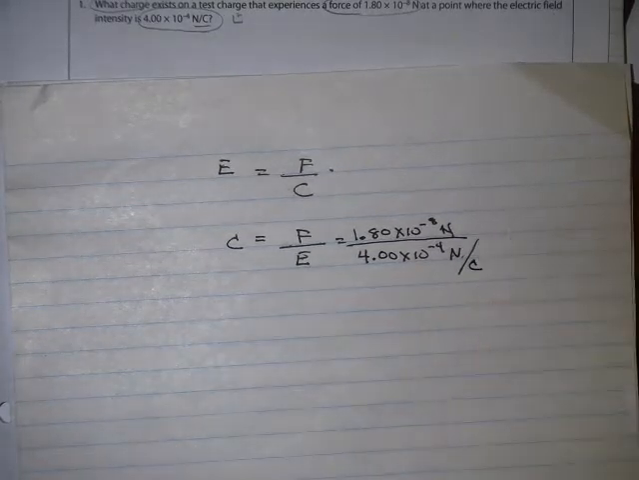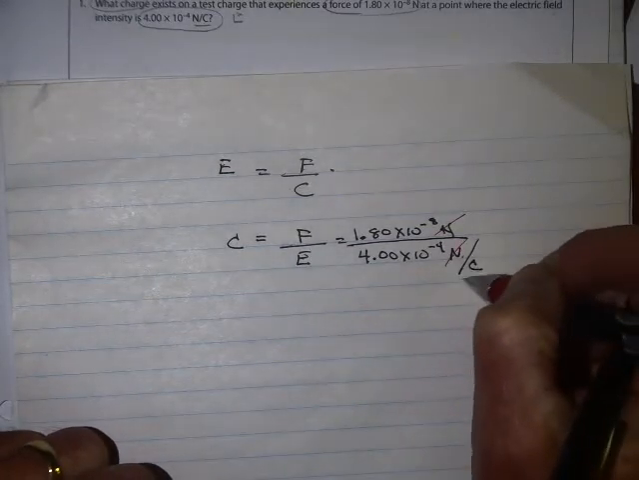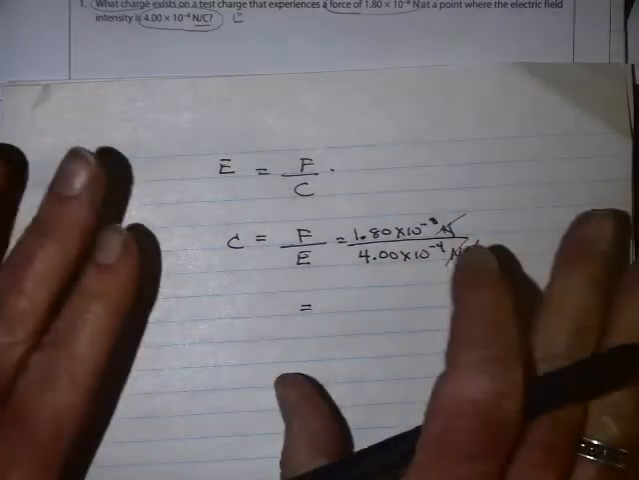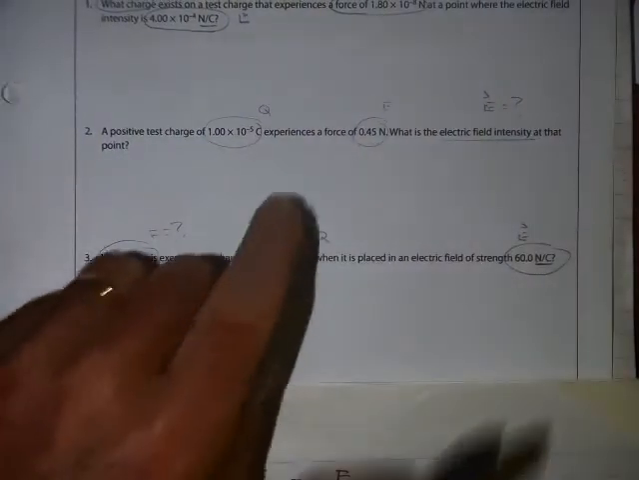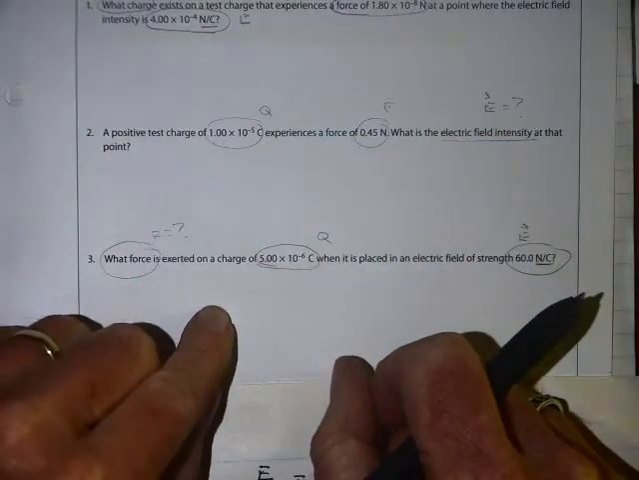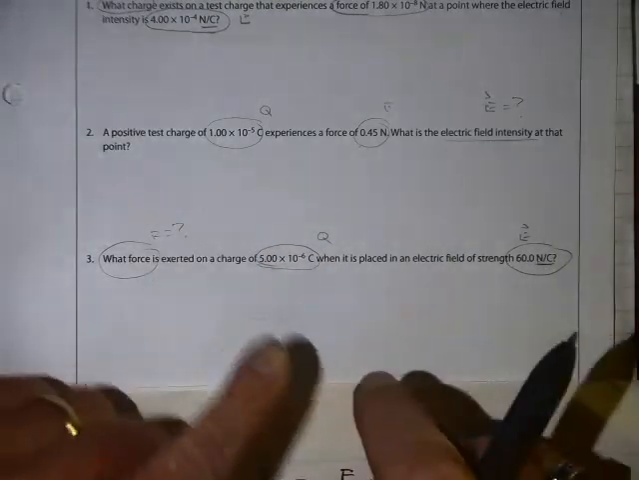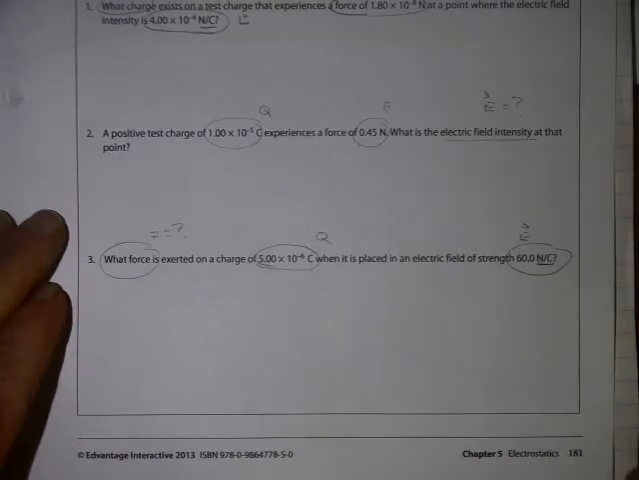And so you'll see that these cancel out, the newtons cancel out, and the coulombs go to the top, and that will give you the answer. I'm not going to bother doing it. I just want to show you really how simple this is. The other problems here are the same. They're giving you Q and F, solve for E. They're giving you E and Q, solve for F. So it's just a question of plug and play on that, okay? And that is all I'm going to say about that.